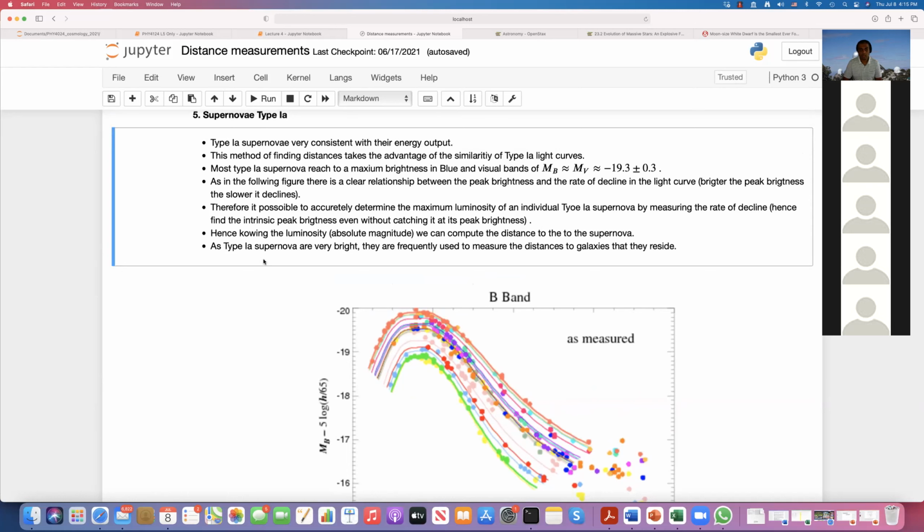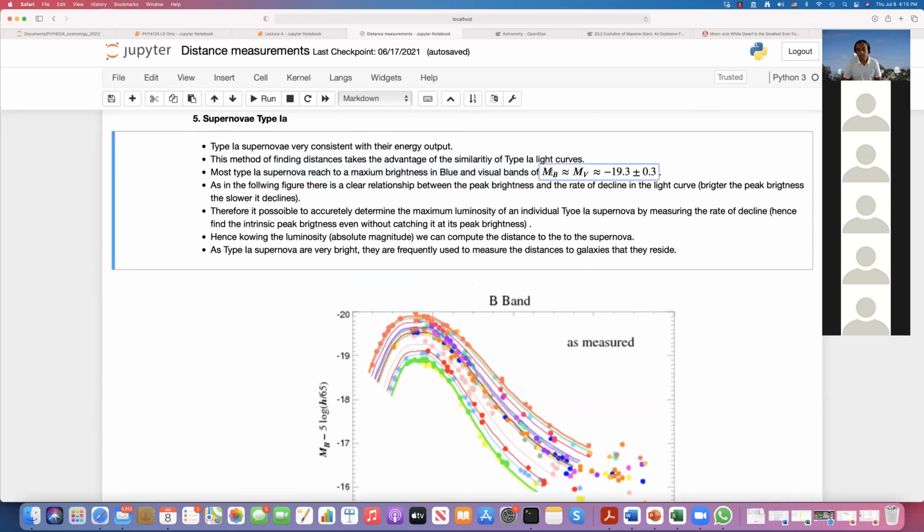Now, most type 1a supernovae reach their maximum brightness in blue and visual bands. And I hope I have talked about filters, right? This is like using a blue filter and a visual filter. Their absolute magnitude values are determined, and we know those values: minus 19.3 plus or minus 0.3, which means there can be an error of plus or minus 0.3. But this value we know for sure, right? It is the true absolute magnitude value.